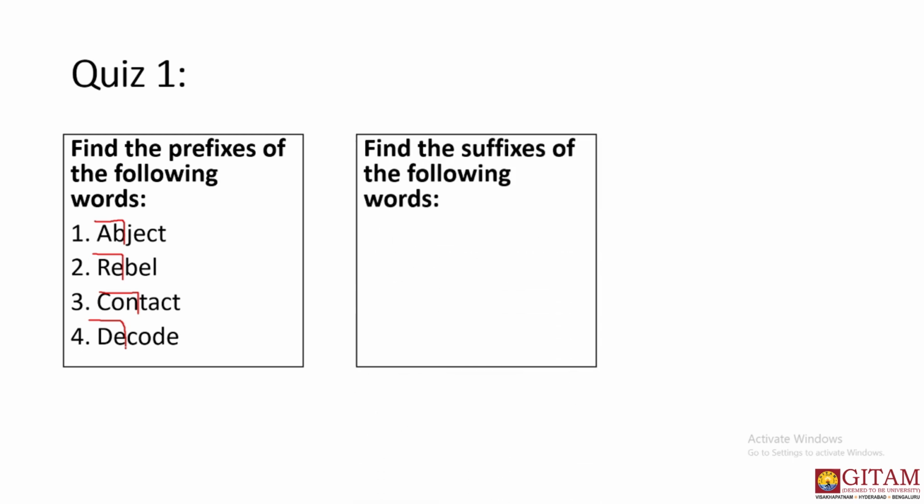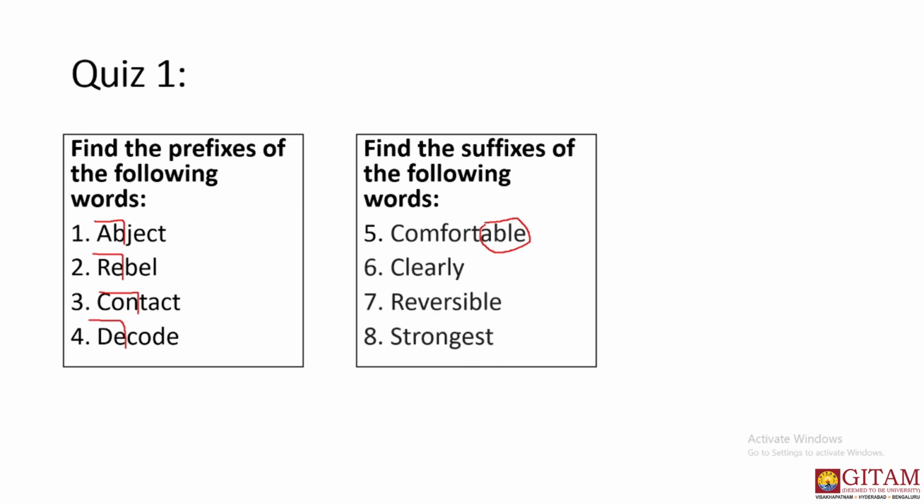And now, can you identify the suffixes of these words? Comfortable. Let me solve one for you. Can you identify the suffix here? It's able. What about the next words? Can you identify the suffix here? It's ly. It's able. It's est.